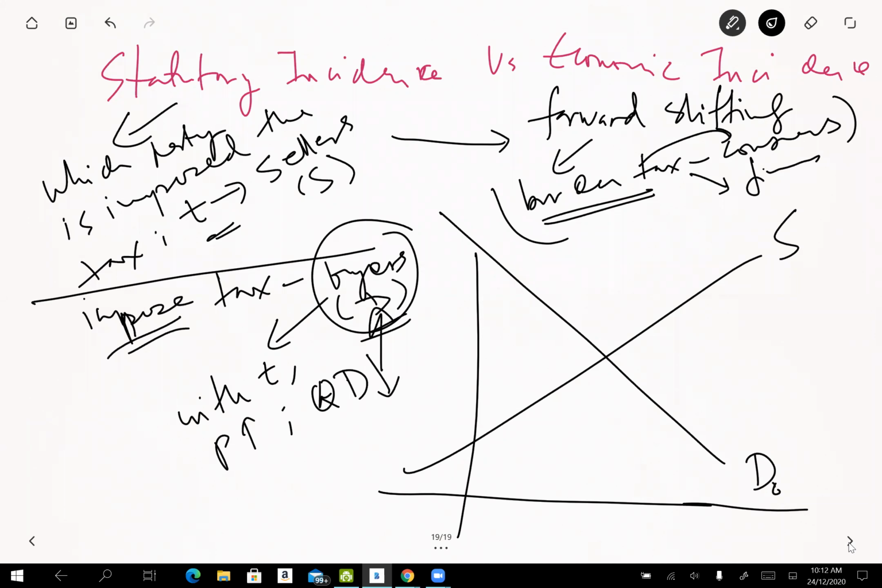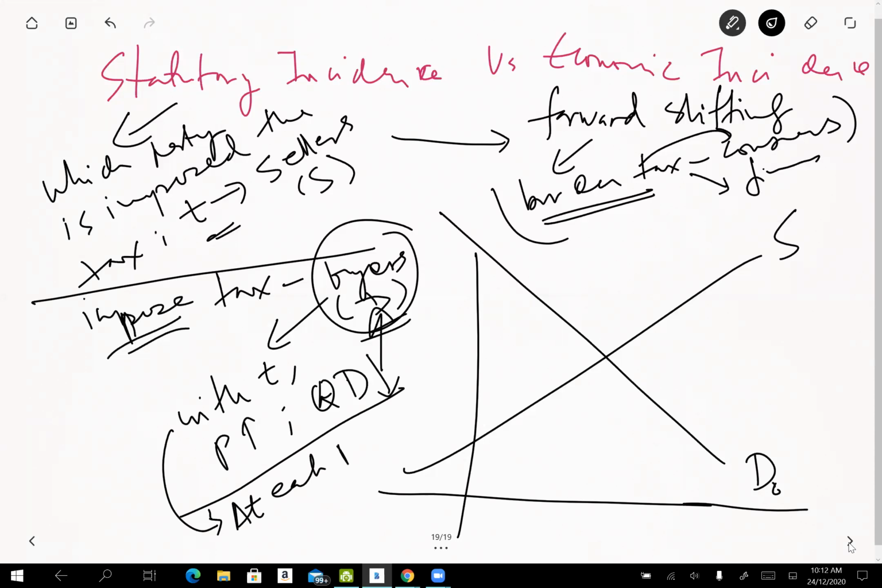In other words, another way to look at it is that with the tax, with a higher price, at each P now, what do we have? We can buy less Q.